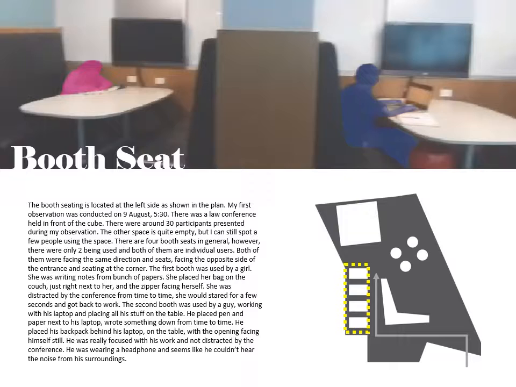She placed her bag on the couch right next to her, with the zipper facing herself. She was distracted by the conference noise from time to time. The second booth was used by a guy, working with his laptop, pen, and paper. He placed his backpack behind his laptop on the table with the opening facing himself. He was really focused on his work and not distracted by the conference. He was wearing a headphone and seemed like he couldn't hear the noise from the surroundings.